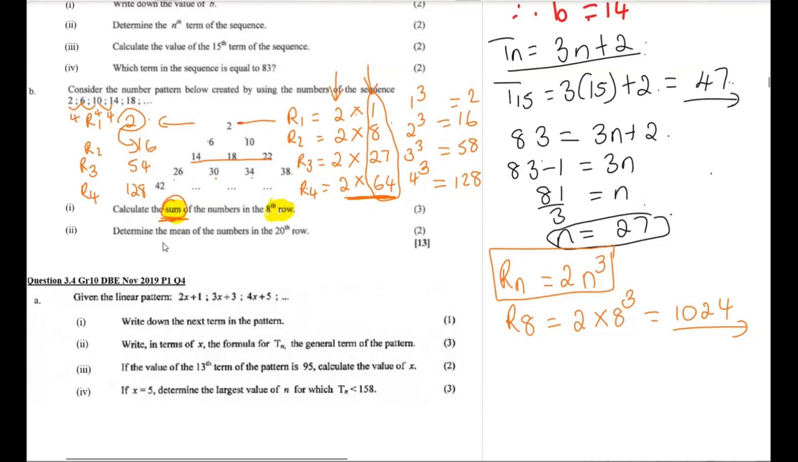Now, the next question says, how many of you know what mean is? Mean. What does mean mean? It says find the mean of the numbers of the 20th row. What is mean? Average. Okay, good. So if it is average, right? Perfect. Thank you, guys. Average.